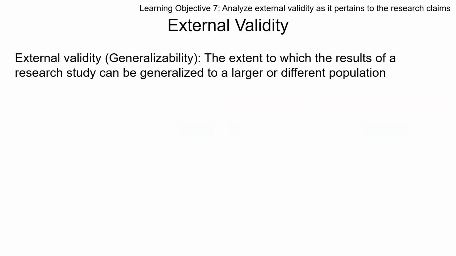Looking at the first one, external validity, and this is learning objective 7, analyze external validity as it pertains to the research claims. So external validity, also called, like I said, generalizability, is looking at the extent to which the results of a study can be generalized to a larger or even a different population.